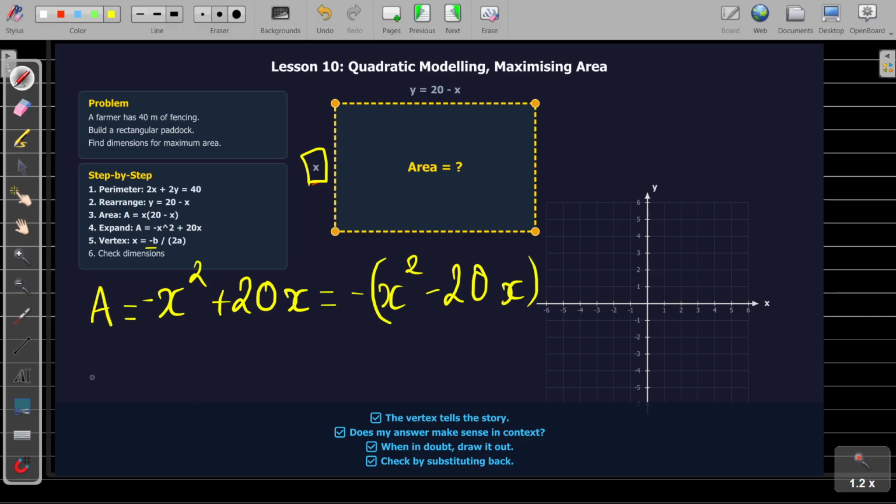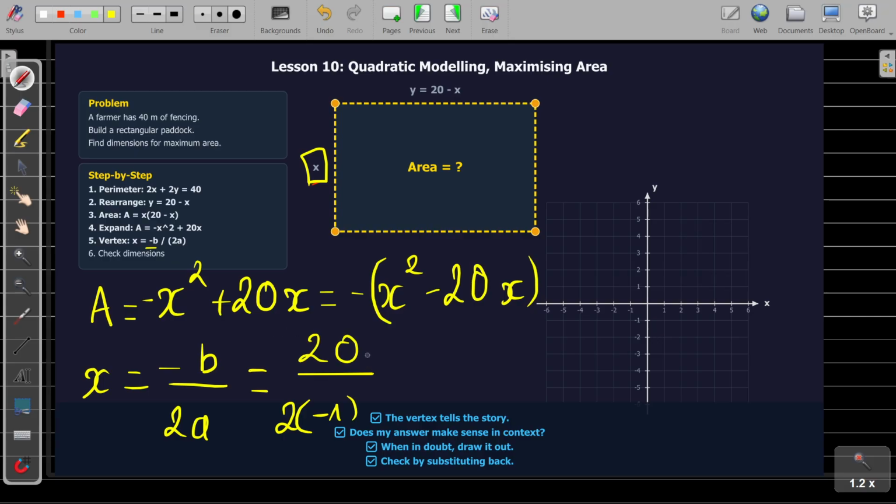So because I want to find the vertex, it's usually minus b divided by 2a. I'm looking at this and I'm going, okay, where's b and where's a? B is the coefficient of x, a is the coefficient of the x squared. Now I just need to find the vertex. Now a is -1, so this is going to be -2, b is 20.